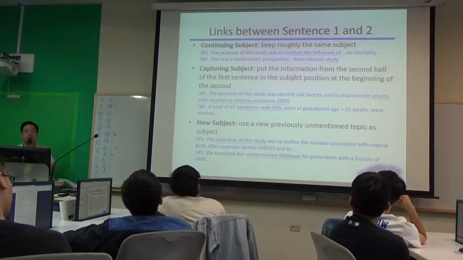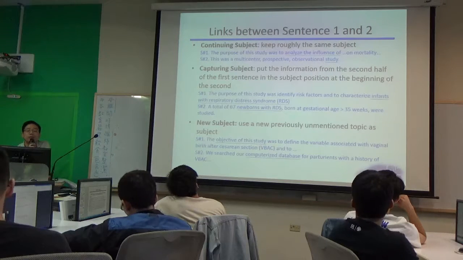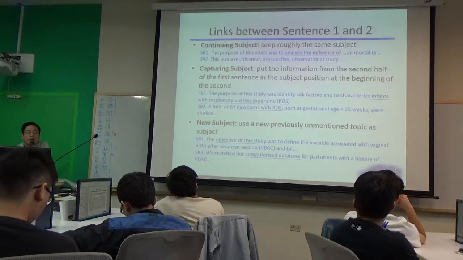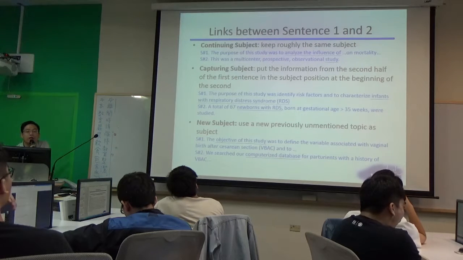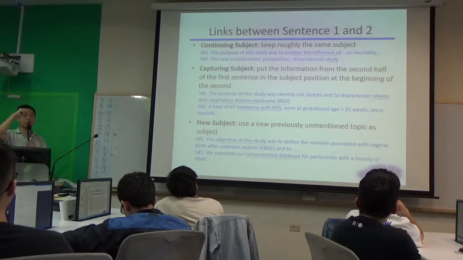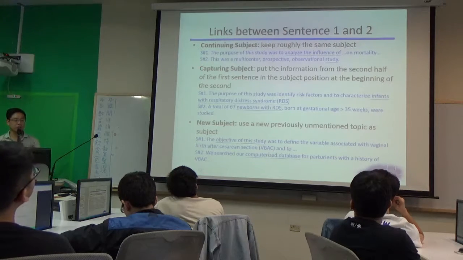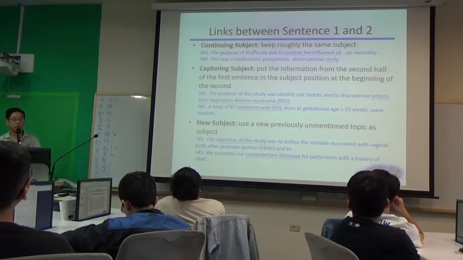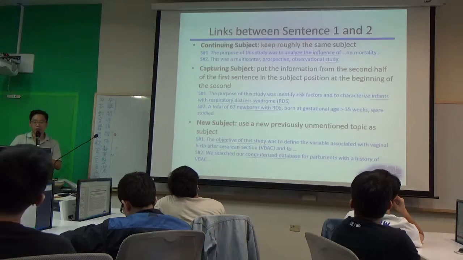Okay. So there are some links between sentence 1 and 2. Here are 3 types of links between sentence 1 and sentence 2. The first one is the continuous subject, to keep roughly the same subject, you can see, right?